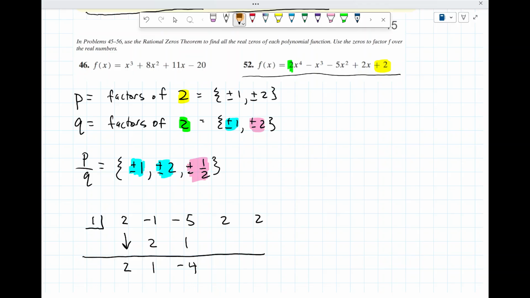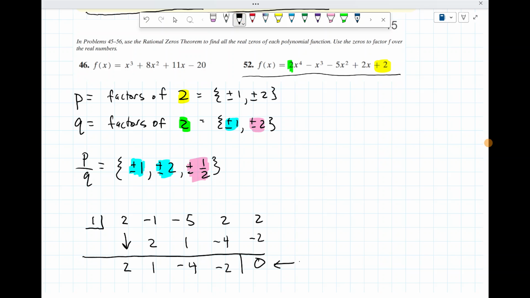1 times negative 4 is negative 4. 2 plus negative 4 is negative 2. And 1 times negative 2 is negative 2. And 2 minus 2 is 0. And I got lucky, and I found a 0.